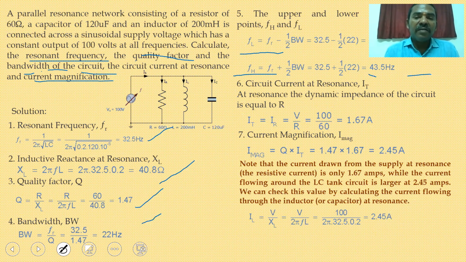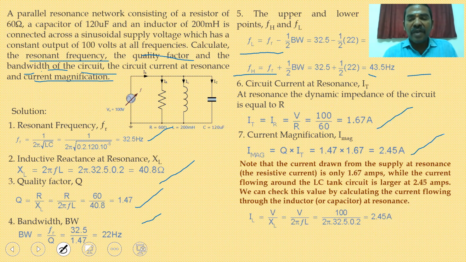So I naught is equal to the current flowing through the resistor only. So under that condition, supply voltage divided by resistance. So 100 divided by 60, you can get 1.67 amperes. So the maximum current, or current magnification factor, you can use 1 by C omega naught into R, or Q into I T. So 1.47 into 1.67, so you can get 2.45 amperes.